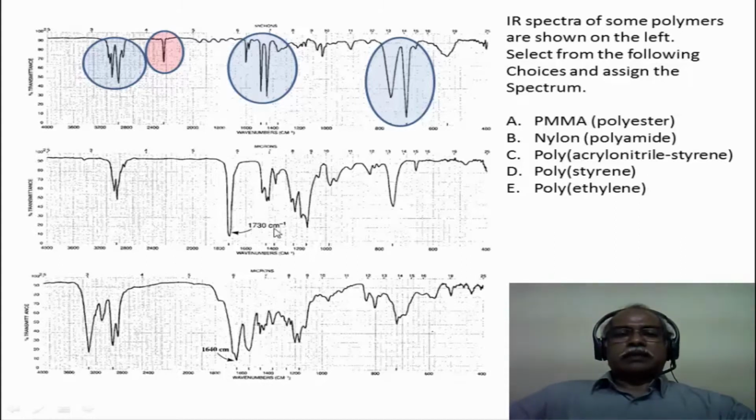Let us come to the next spectrum, which has a carbonyl stretching frequency at 1730. 1730 is a saturated ester carbonyl stretching frequency. So, most likely PMMA, in other words polymethyl methacrylate, a polyester, is responsible for this particular stretching frequency.